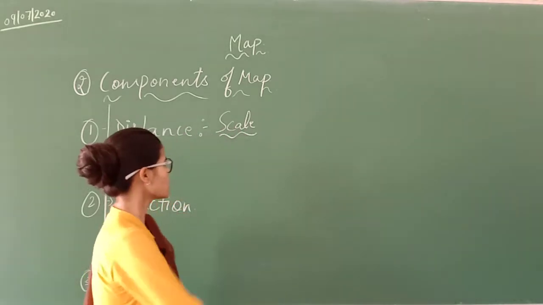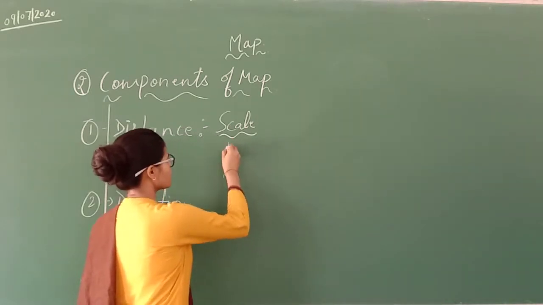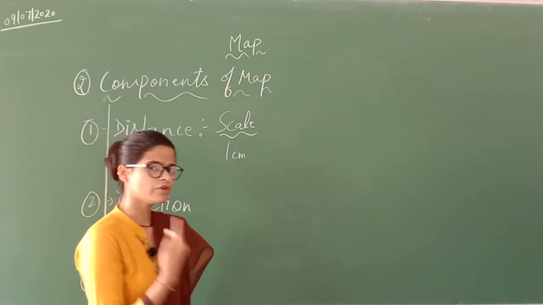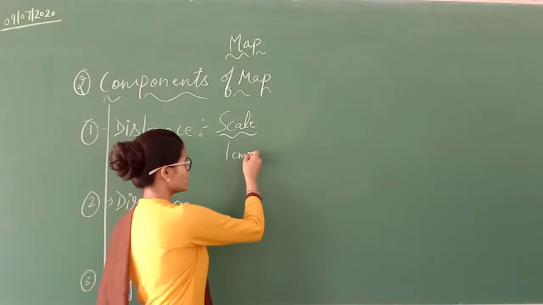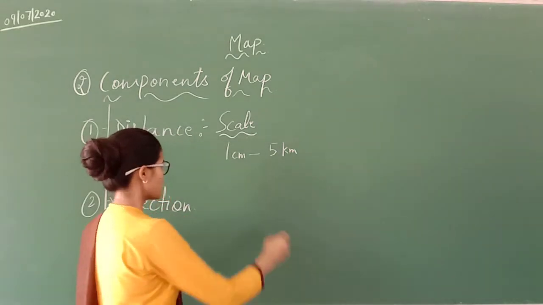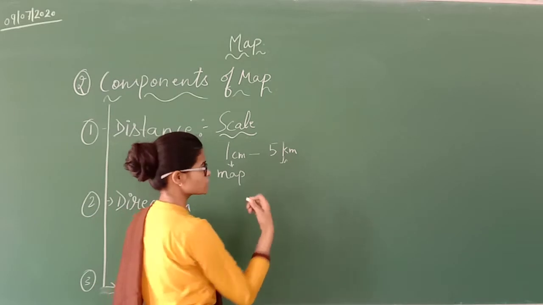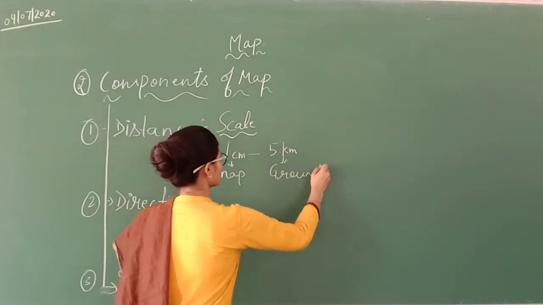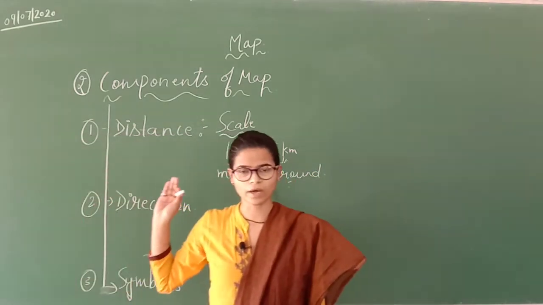That means if on the map we say 1 centimeter, then when we calculate it on the ground, it will become 5 kilometers. This thing is on the map, and this thing is what we calculate on the ground. So this is the meaning of scale on a map.